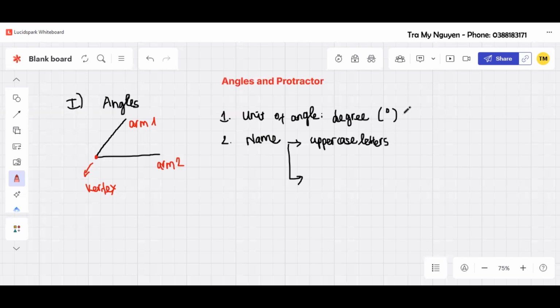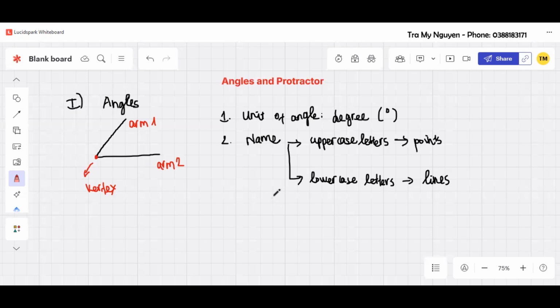Remember that uppercase letters are often used for the points. Another way is to use lowercase letters. Remember that lowercase letters are often used for the lines. So we have two different ways to name an angle. To help you understand better, I will take some examples here.